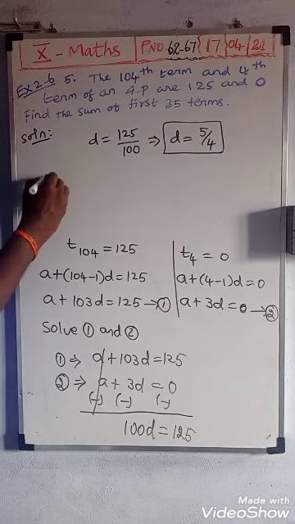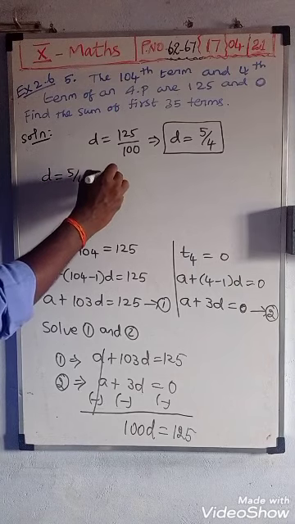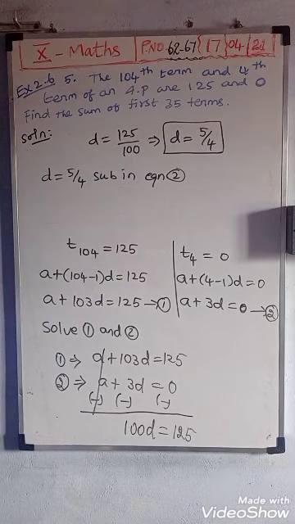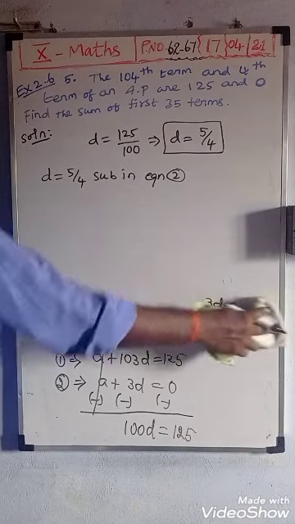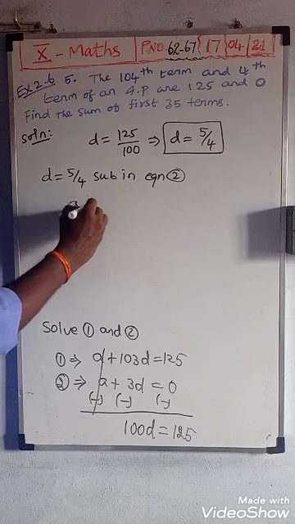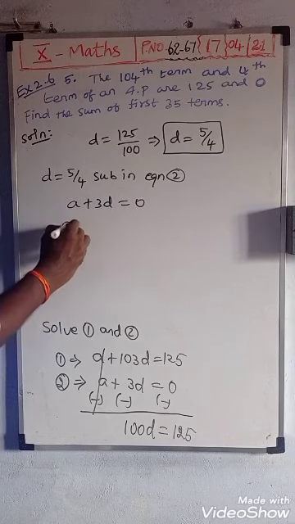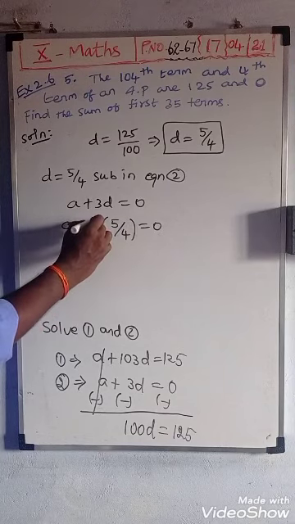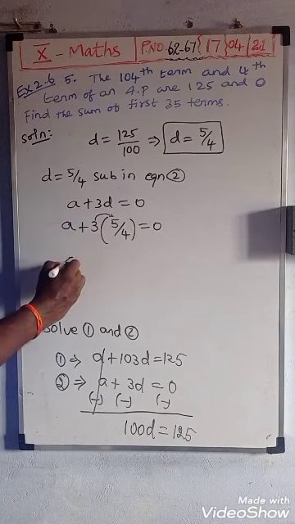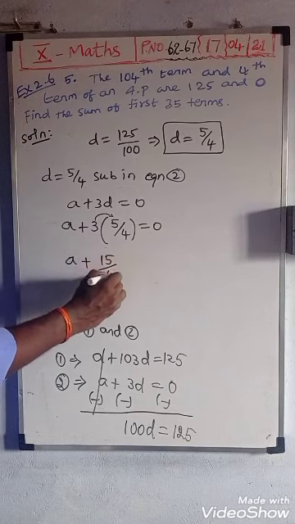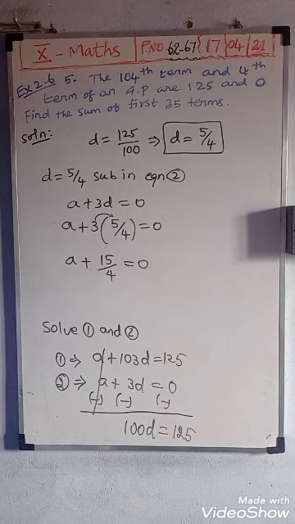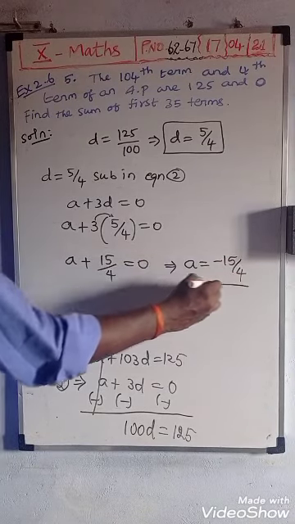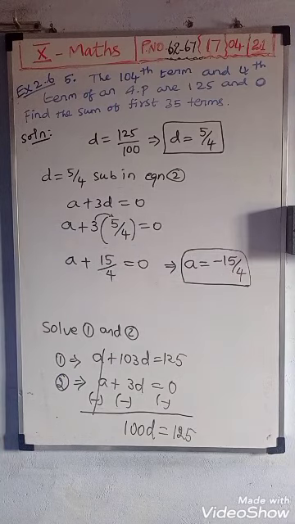Now d is equal to 5 by 4. Substitute in equation 2, because equation 2 is the easy one. In this equation, A plus 3d is equal to 0. So A plus 3 times d value 5 by 4 is equal to 0. So 3 you should multiply with only the numerator. So A plus 5 3s are 15 by 4 is equal to 0. Now this implies plus 15 by 4 that side goes minus 15 by 4. So A and d we received.